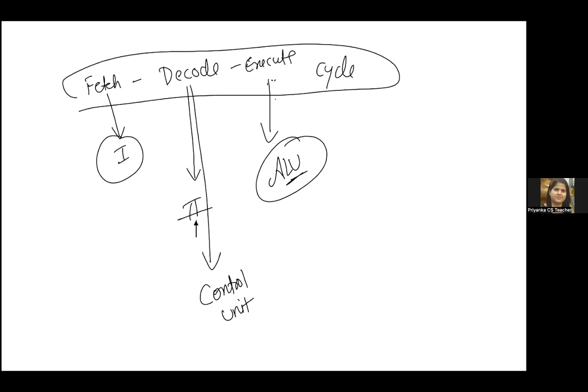It will calculate something. But before this, you have to understand the architecture of the computer, von Neumann architecture. The main core concept behind von Neumann architecture is the stored program concept.